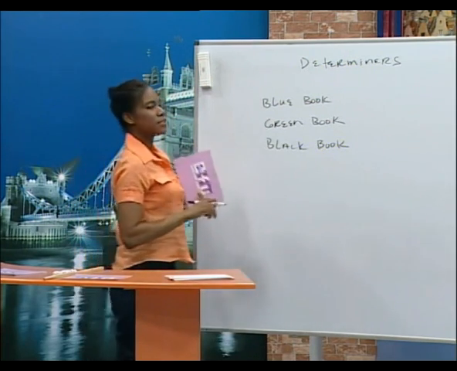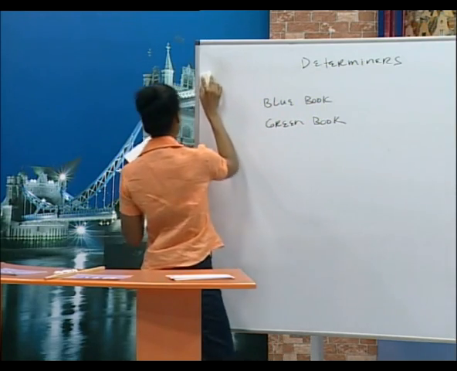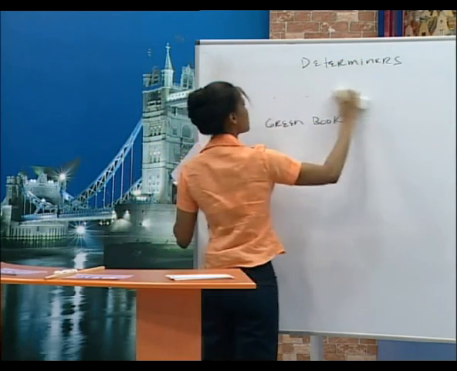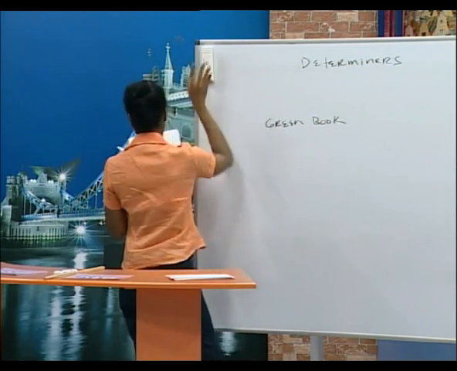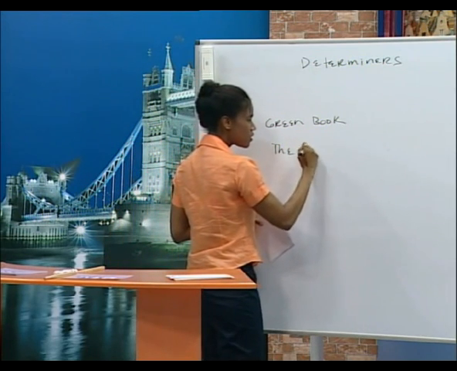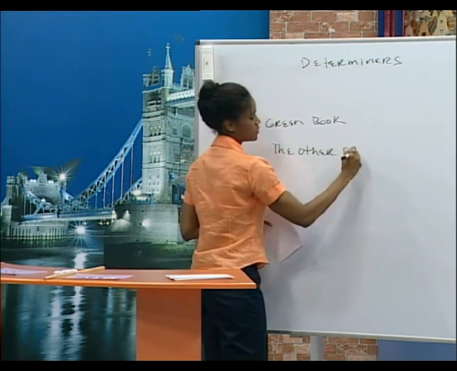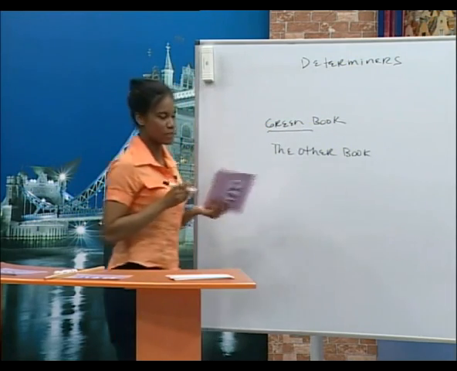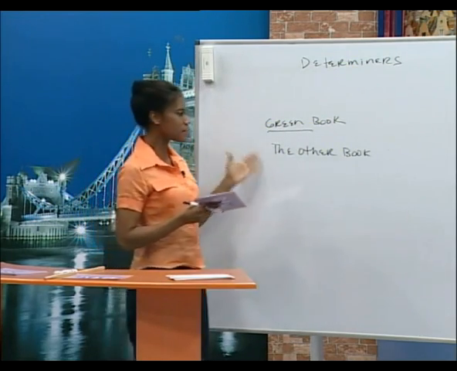Good. Now take another book, Linda. I took the black book. Okay. We'll take the black book away. And another book. I took the blue book. Okay. So we'll take the blue book away. What color is the other book? The other book is green. Yes. Okay, the other book is green because it's the last book, so we can say the other book.